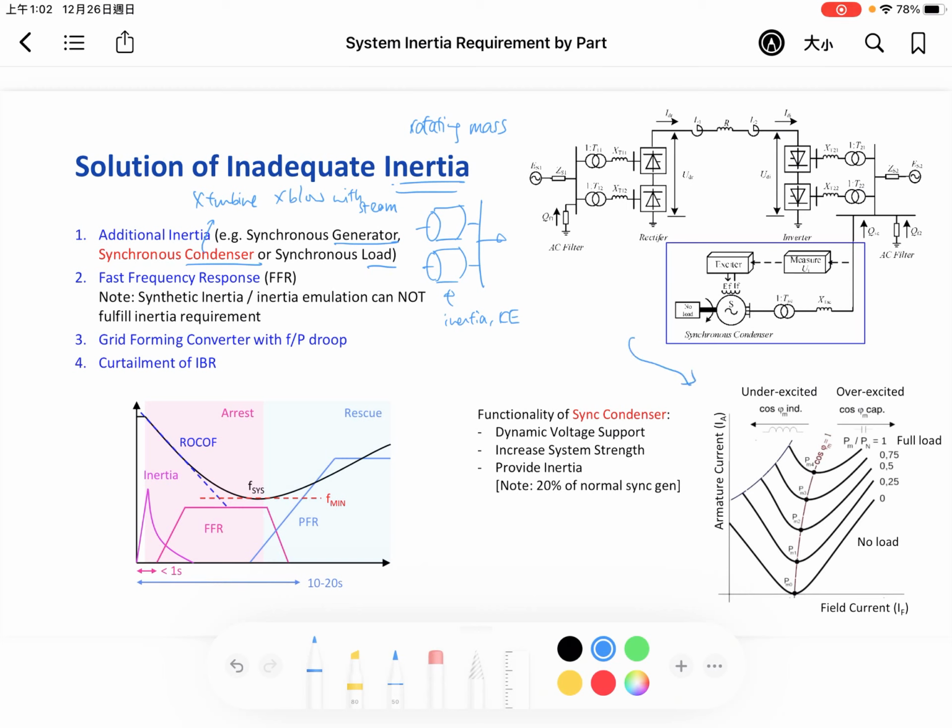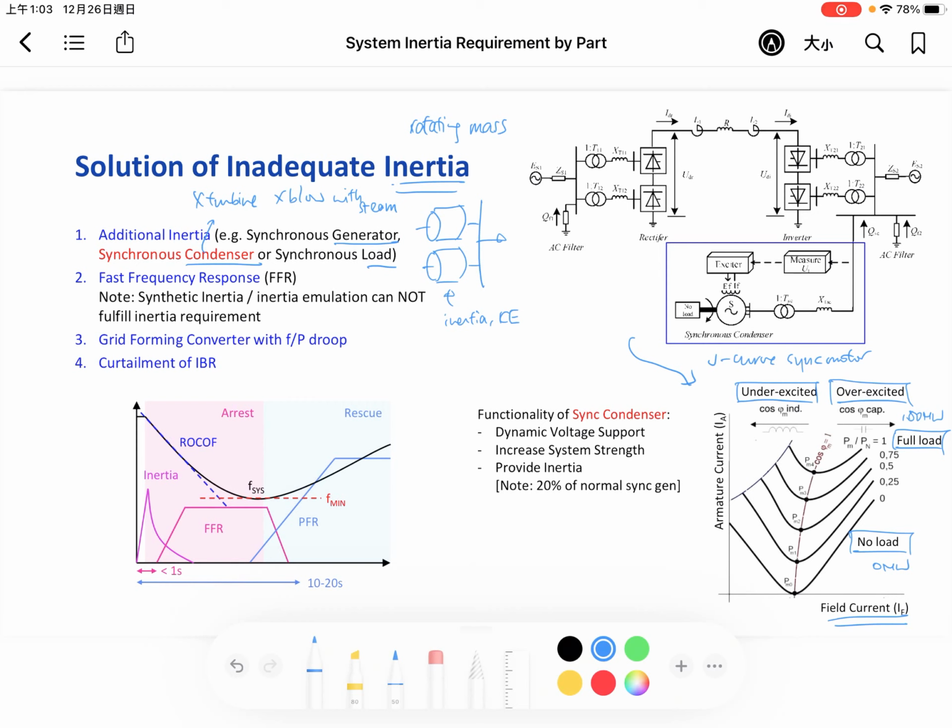Just let's see the figures on the right. It is the famous V curve of the synchronous motor. By underexciting or overexciting with field current, we can have different armature current and actually the load. Full load is 100% load, just like 100 megawatts, or no load, 0 megawatts.